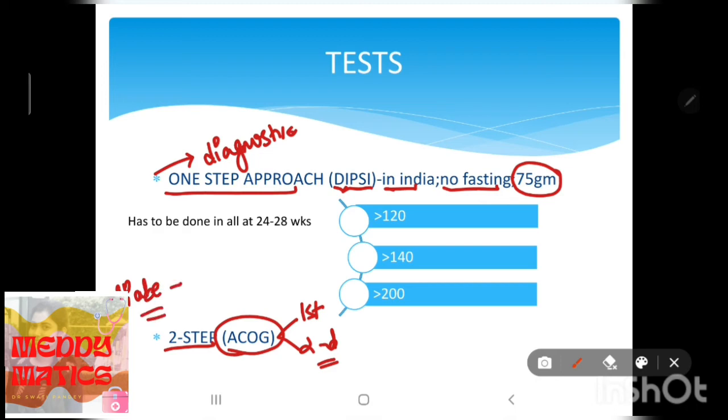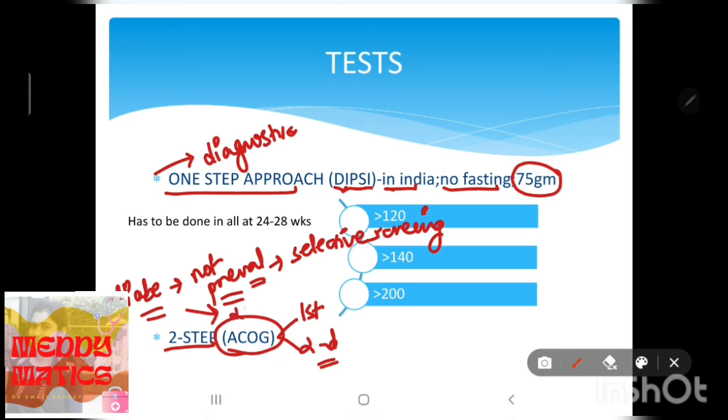They're only selective. So where diabetes is not prevalent, we will do only selective screening. And in the areas where diabetes is prevalent, at 24 to 28 weeks, universal screening is to be carried out.